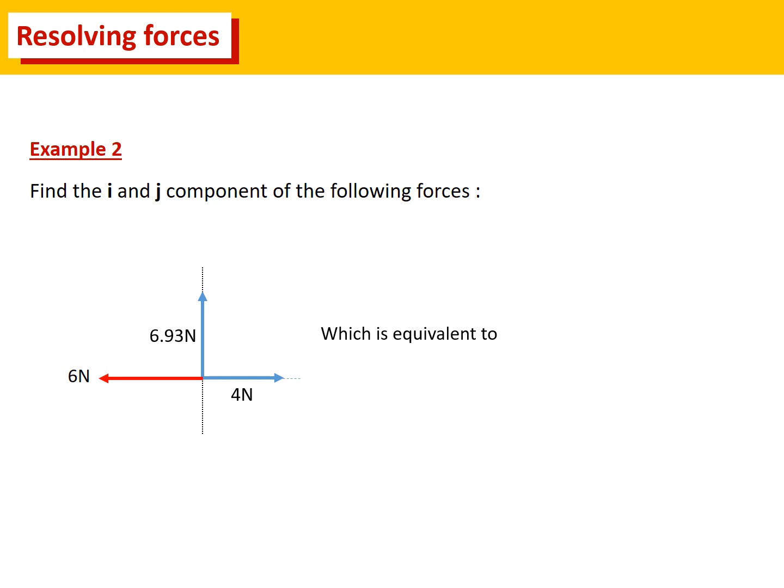And therefore those three forces are equivalent because in the i direction we've got positive 4 newtons and negative 6 newtons. That's equivalent to 2 newtons to the left, 6.93 newtons upwards, and therefore we would write that as negative 2i plus 6.93j newtons.